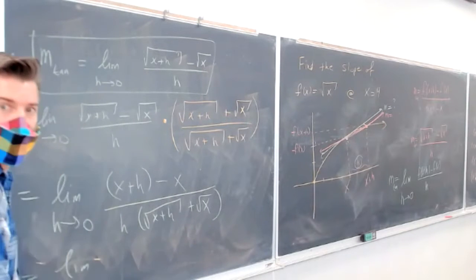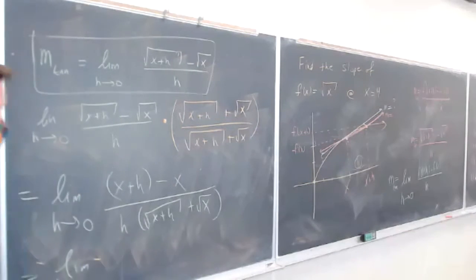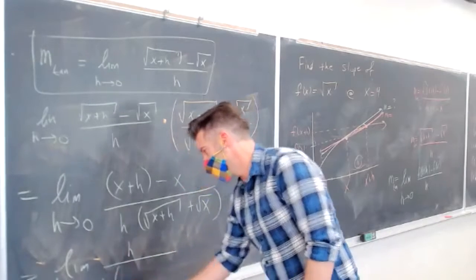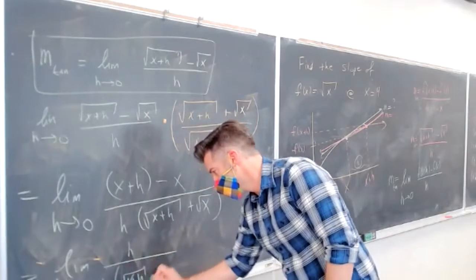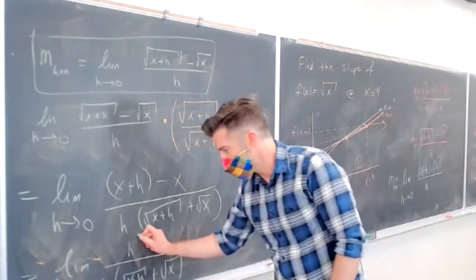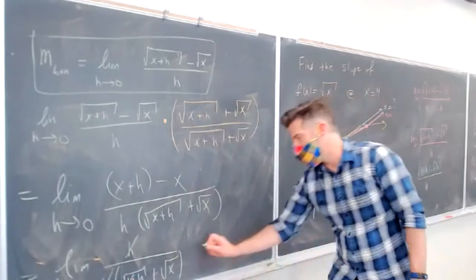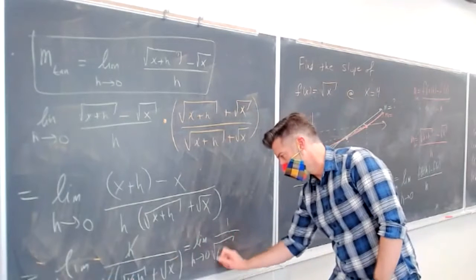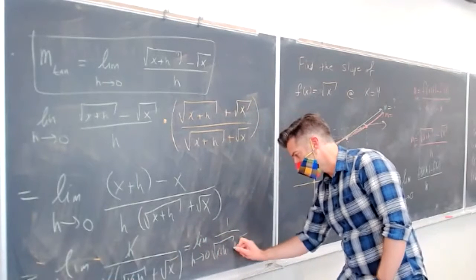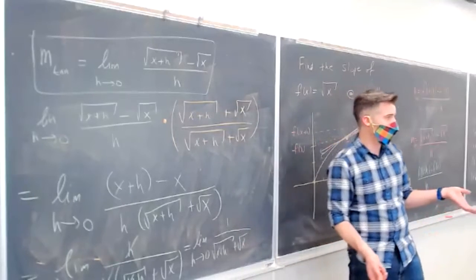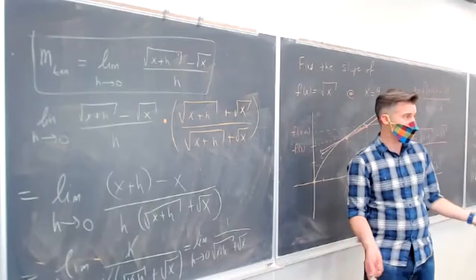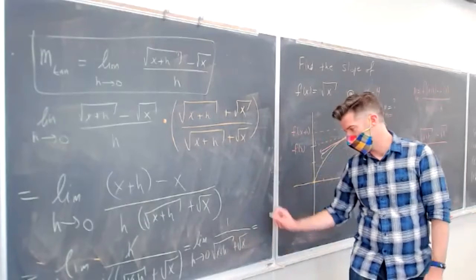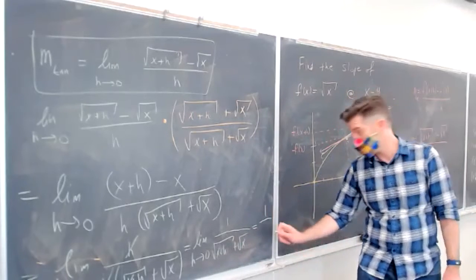Okay. The limit as h goes to 0 of x plus h minus x is just h over h times the square root of x plus h plus the square root of x. These h's cancel. And you're left with the limit as h goes to 0 of 1 over the square root of x plus h plus the square root of x. Finally, now that we've eliminated the h in the denominator that we needed to get rid of, the rest of the h's can just become 0. So I end up getting 1 over the square root of x plus the square root of x, which is 1 over 2 square roots of x.